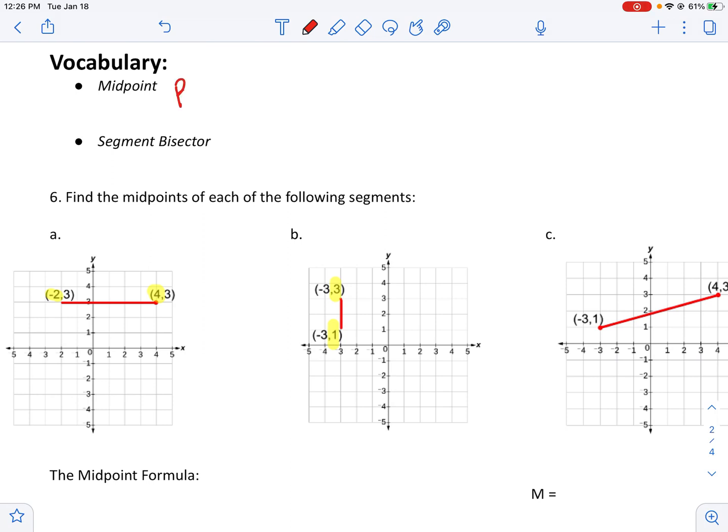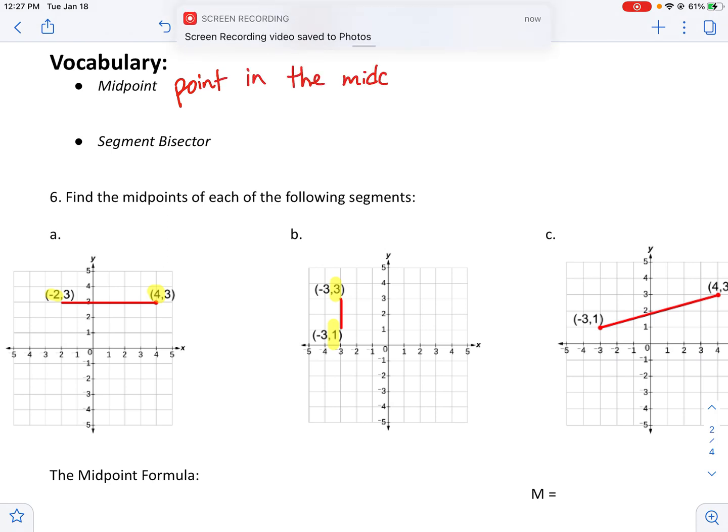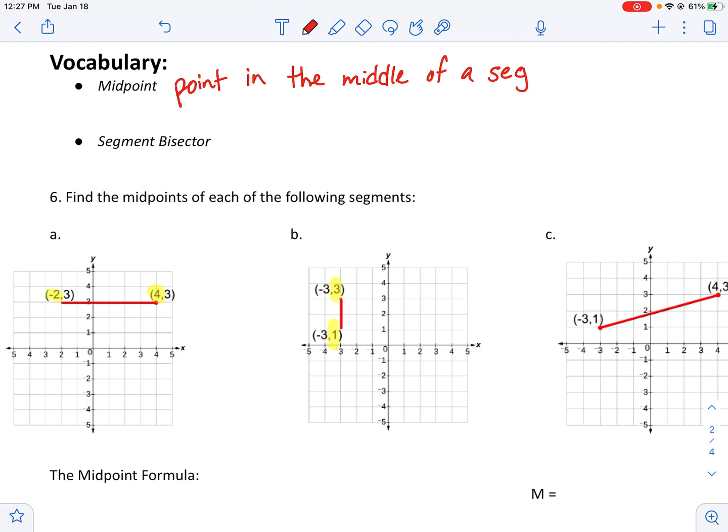So the midpoint is just the point in the middle of a segment. And it cuts it into two equal pieces. If you put something right in the middle of a line, you're going to get an equal number on the left and an equal number on the right of that point. Another way to say that is that it bisects a segment.